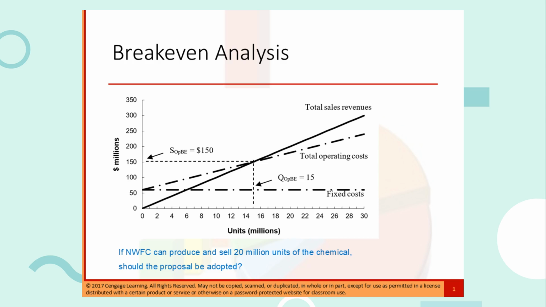Let's dive into the break-even analysis for Northwest Florida Chemical. Here we see the relationship between total sales revenues, total operating costs, and fixed costs. The break-even point is where the total revenues equal the total costs. If Northwest Florida Chemical can produce and sell 20 million units of the chemical, should the proposal be adopted? This is the kind of strategic question your final report should address.